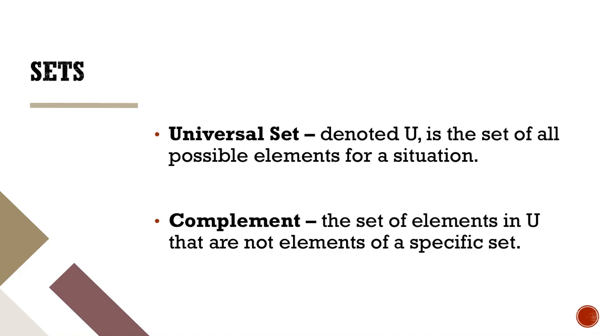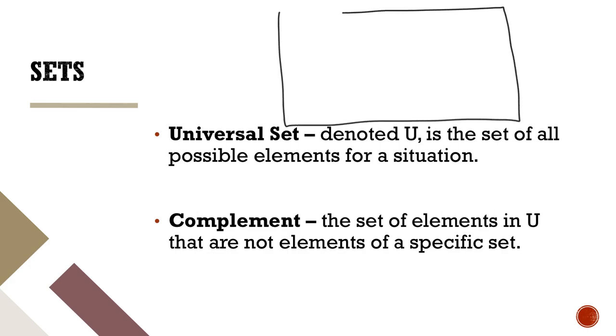So there are some more things about sets. We're going to talk about something called the universal set and the complement. The universal set is denoted as U and is a set of all possible elements for a situation. If I thought about something, they usually use this whole big box as a U. Let's say this is U, which is the US states. That would be all of the states, and you could list out all 50 of them.